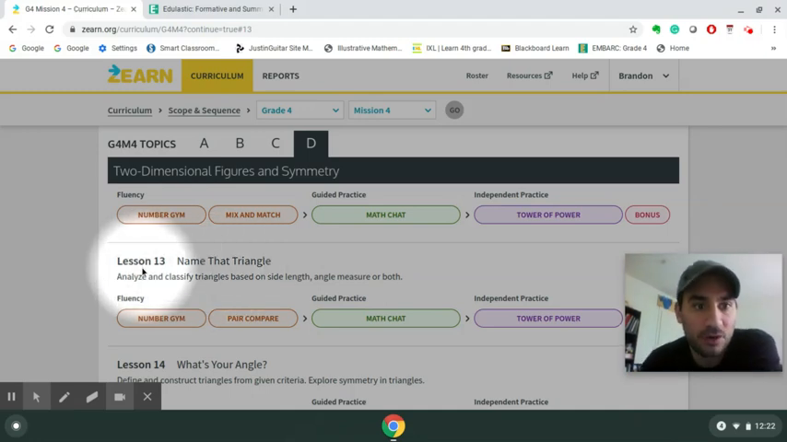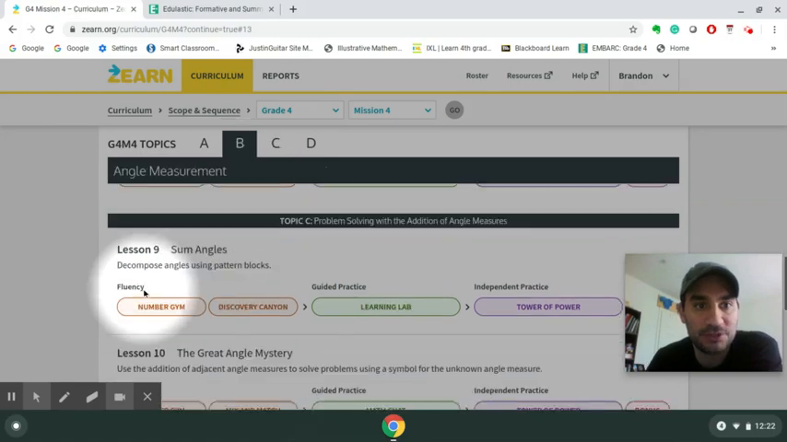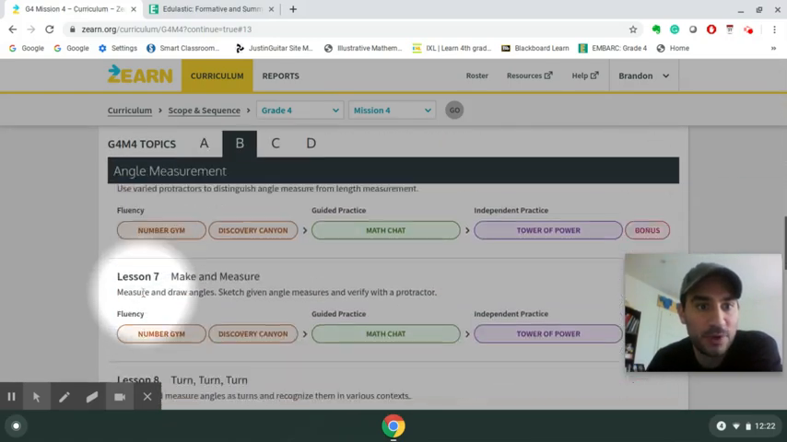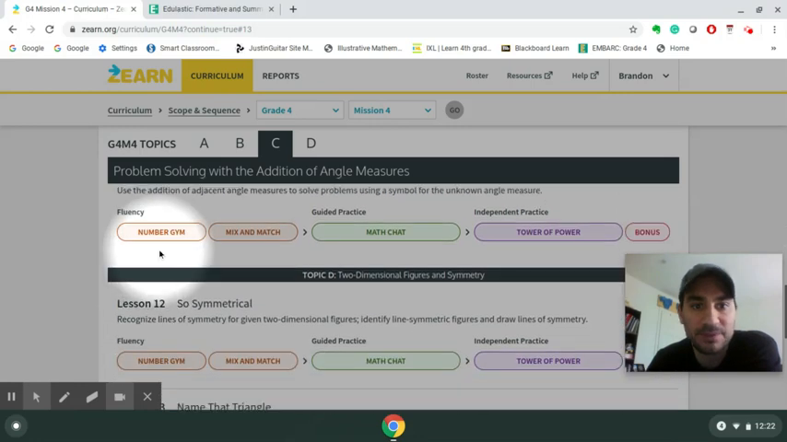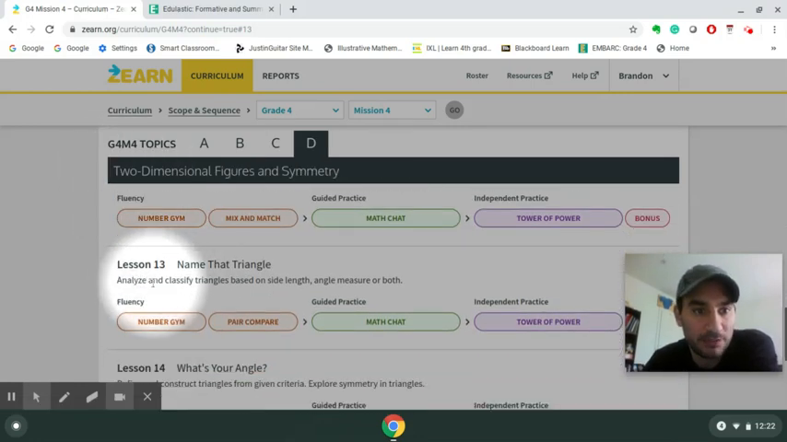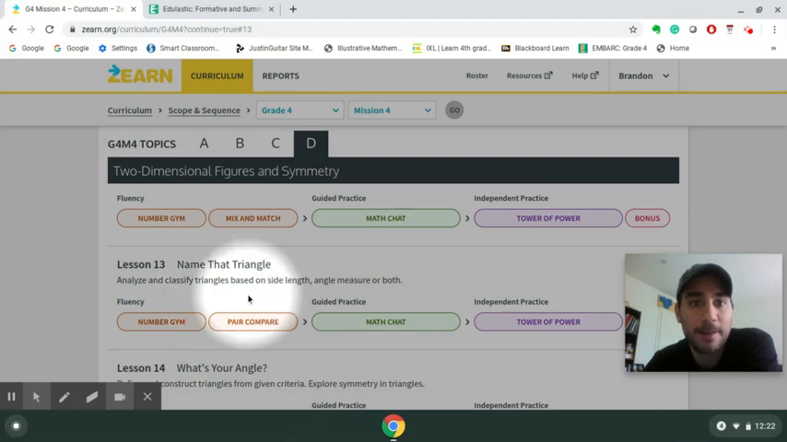In order to be on 13, like always, you need to have completed lessons 1 through 12. We skipped 11, so you guys lucked out there. Don't worry about that. All right, let's kick it off with 13. We'll read the objective together. Students will be able to analyze and classify triangles based on side length, angle measure, or both.